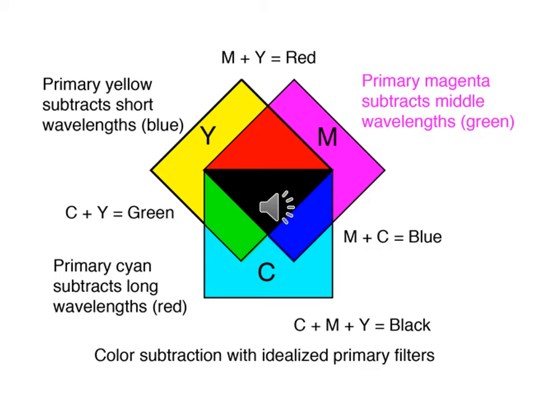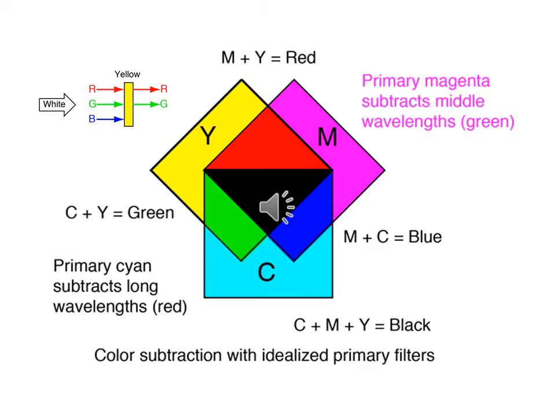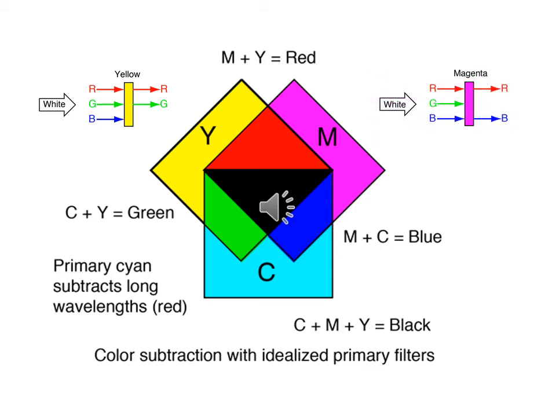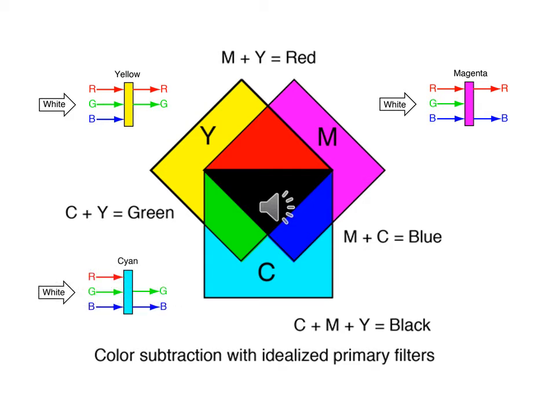For example, yellow pigments will absorb blue light and allow red and green light to reflect back. Magenta pigments subtract or absorb green light and they allow red and blue light to reflect back. And cyan pigments absorb red light and they allow green and blue light to reflect back. When we mix yellow, magenta, and cyan together, we end up with black because they have at that point absorbed all the light waves. They're reflecting no light back.